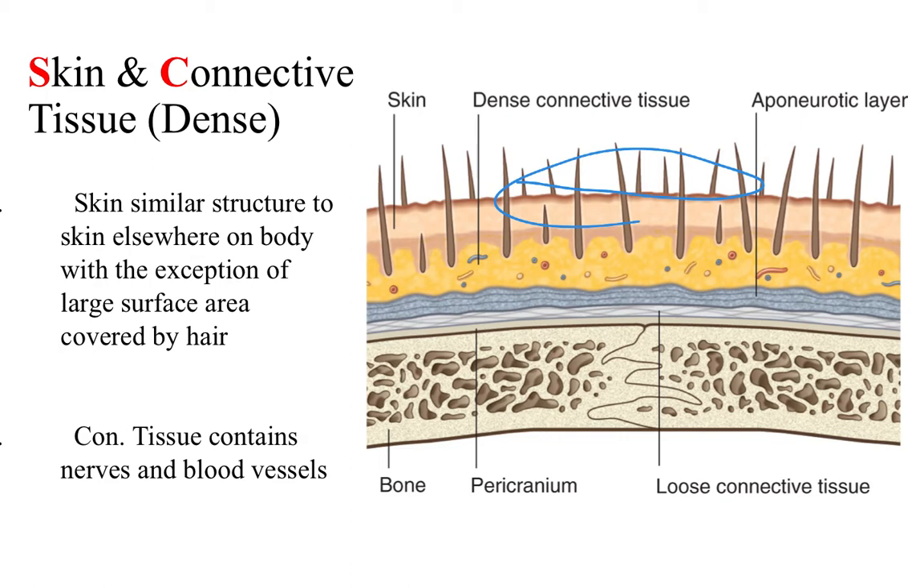And the connective tissue underneath it, this dense connective tissue you see right here, is going to contain a lot of nerves and blood vessels, nourishing the dermis and the epidermis.